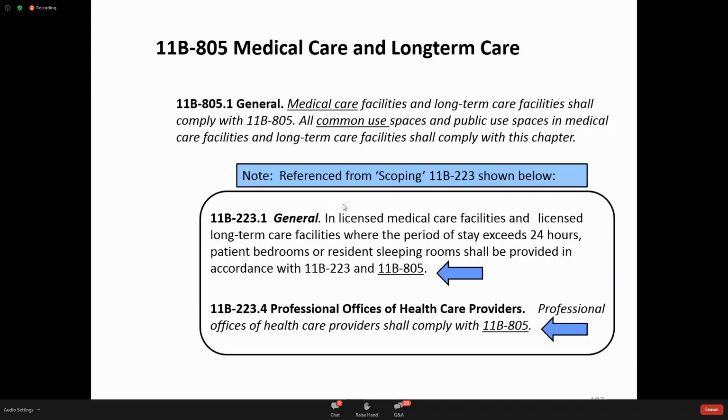This does specifically reference then, as we talked about this morning, that lower part of the slide, the scoping for professional offices of healthcare providers, that reference with the blue arrow, that pointed to this section. So I'm going to move on to this point 2 section.